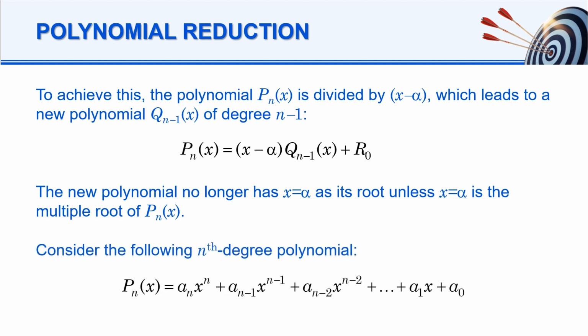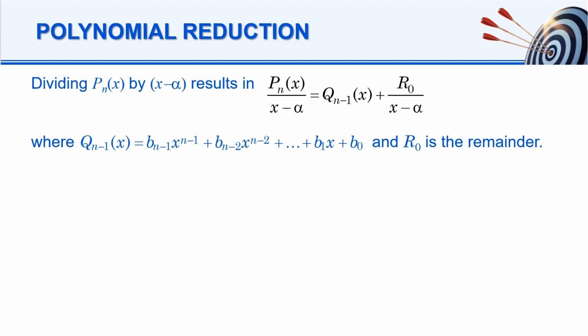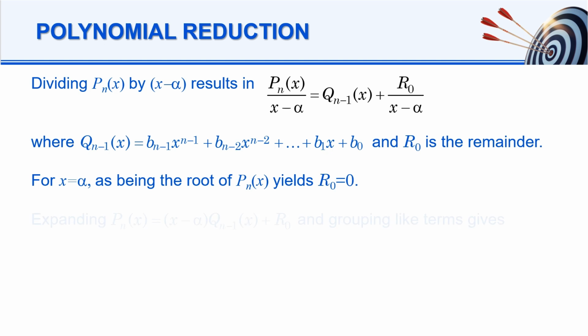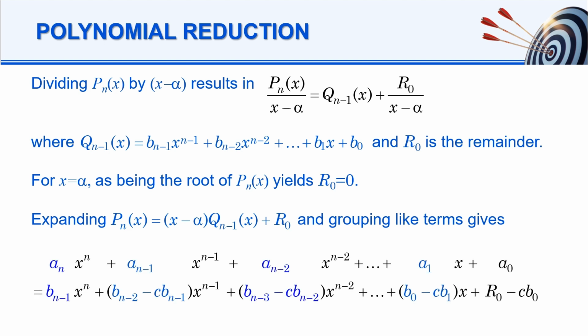Consider the following nth degree polynomial. Dividing p sub n of x by x minus alpha results in the following, where q sub n minus 1 of x is the quotient and r0 is the remainder. For x equals alpha being the root of p sub n of x, r0 equals 0, i.e., without a remainder. Expanding p sub n of x on the right-hand side and grouping like terms gives the following.